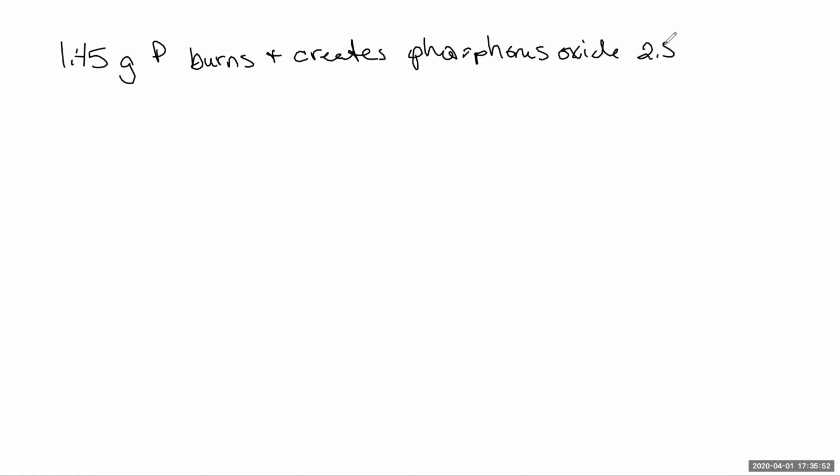1.45 grams of phosphorus burns in oxygen or in air and creates a phosphorus oxide with a mass of 2.57 grams. The question is to find the empirical formula for this compound.